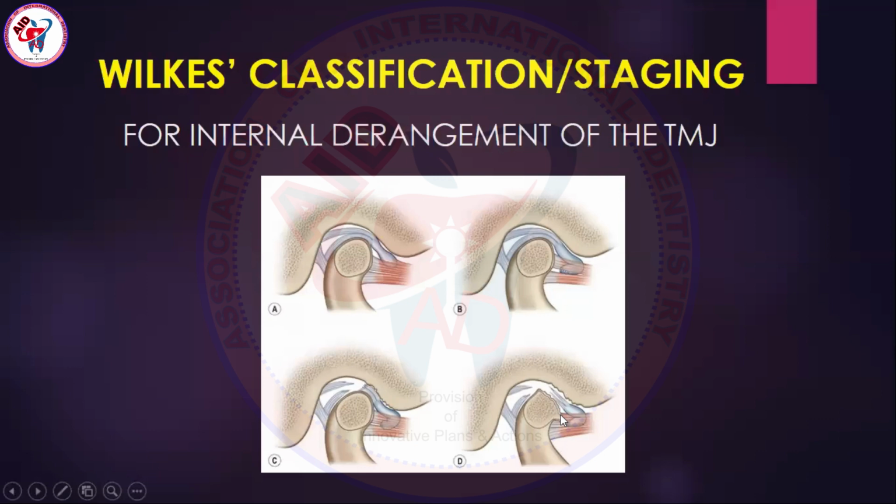And when we come to D, there are absolute degenerative changes of the joint, and there is abrasion on the joint surfaces as well as the condyle surfaces. There is loss of tissue, there is no disc in between, and that is the last stage, which we say in Wilkes classification is degenerative disease.